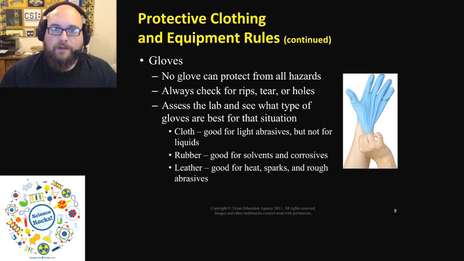Gloves will be used when necessary. Not all lab activities will require gloves, but they will protect your hands from things like chemicals that might burn or irritate the skin. They can protect your hands from particularly nasty or disgusting substances, and they can also keep cross-contamination from happening.